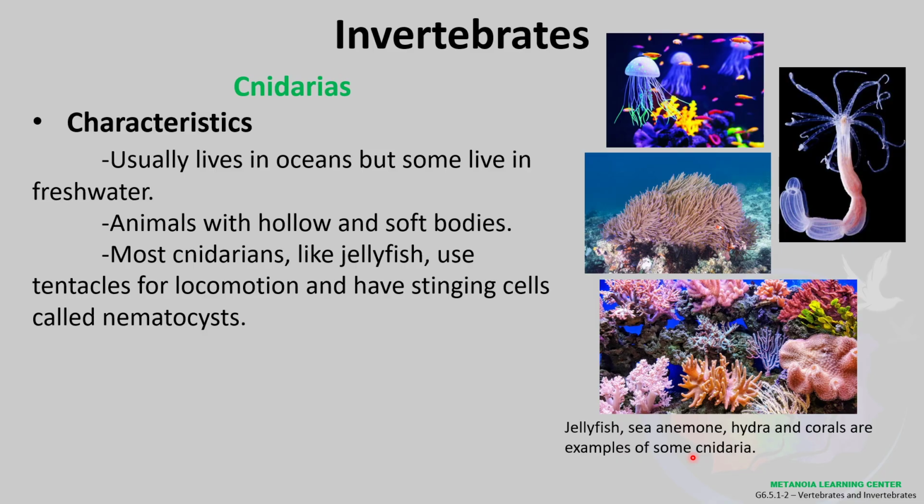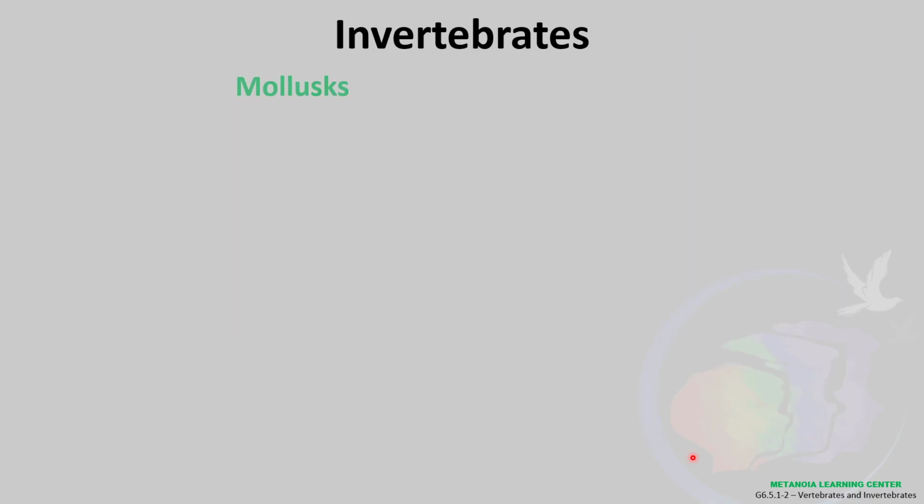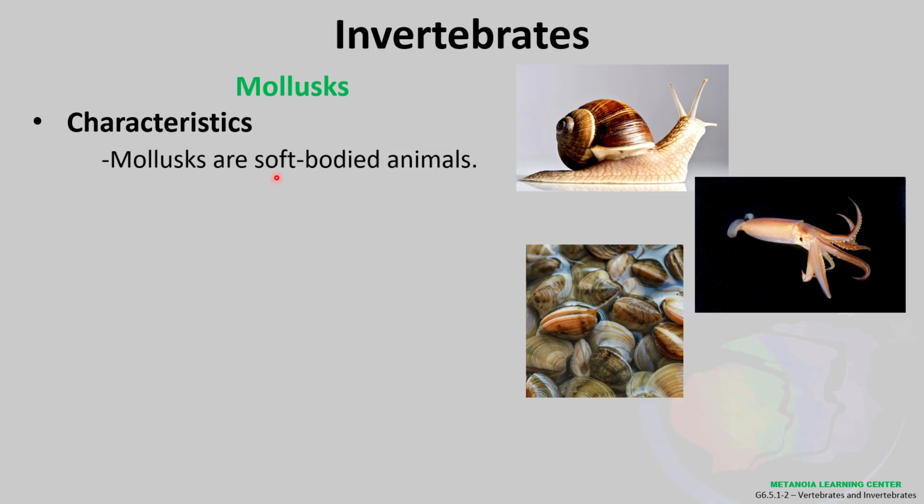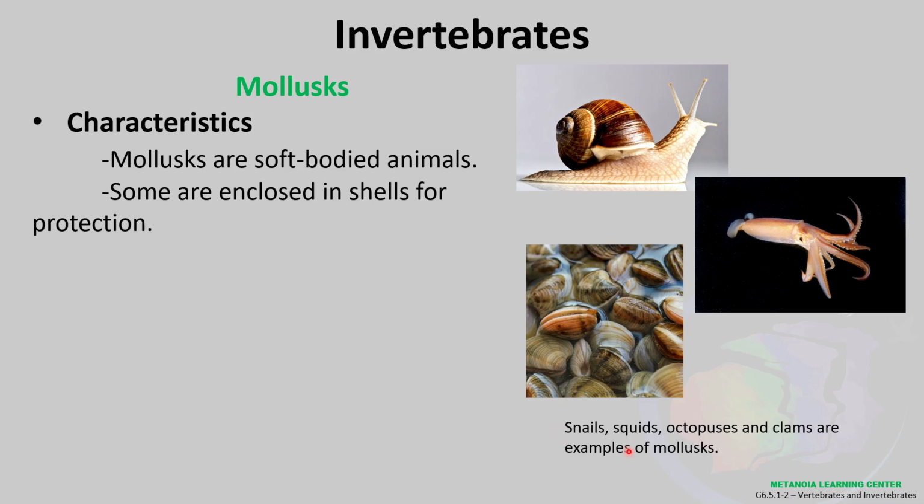Okay? Cnidarias, rather. So, another example of invertebrates are mollusks. These are examples of mollusks. Mollusks are soft-bodied animals. Some are enclosed in shells for protection, like this one and this one. For the squid, I don't know if they really have this protection. But I think they have a shell, but inside. So, snails, squids, octopus, and clams are examples of mollusks.